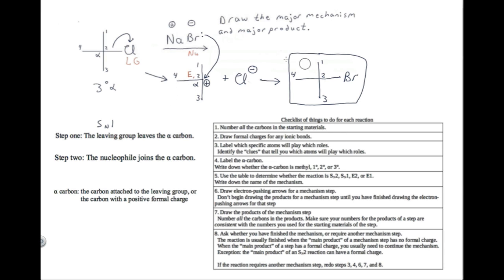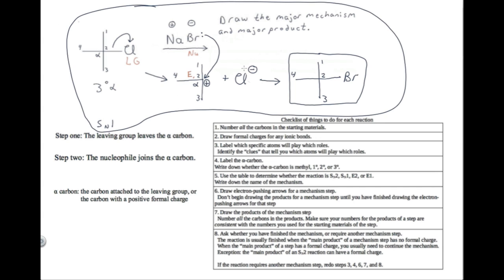It took us a long time to discuss all of these steps because we were going slowly for clarity, but with practice, obviously, you can learn to move through these steps much more quickly. Nevertheless, I would definitely recommend at this point that you write down what I've been writing down. Write down the names of the roles. Certainly write down all the formal charges. Write down whether the alpha carbon is primary, secondary, or tertiary. Write down numbers for all the carbons. Write down the name of the mechanism.